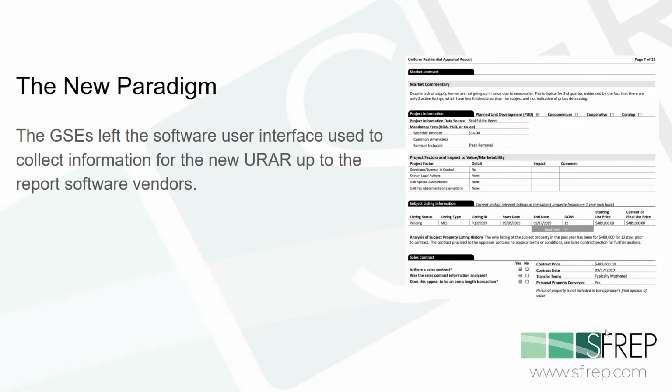Also, new appraisers coming into the profession, they're going to have an easier time learning the new UAD 3.6 than 2.6 because there are no abbreviations. The cryptic abbreviations all go away.